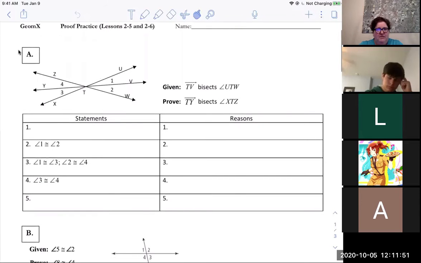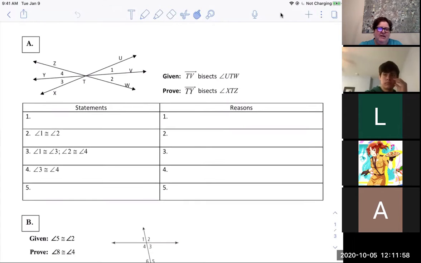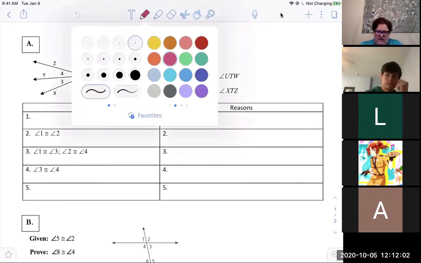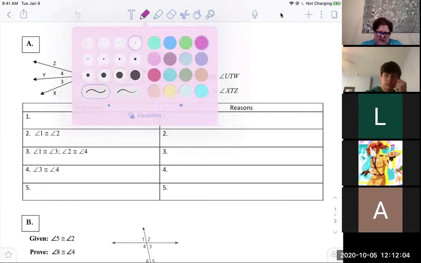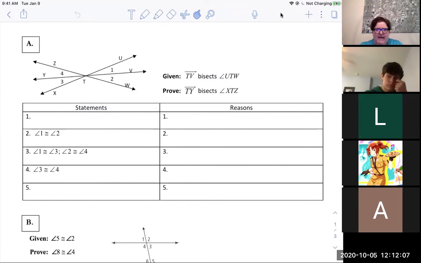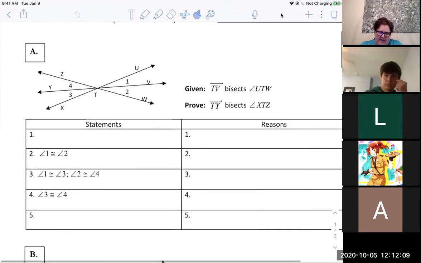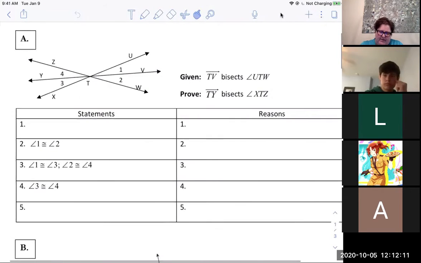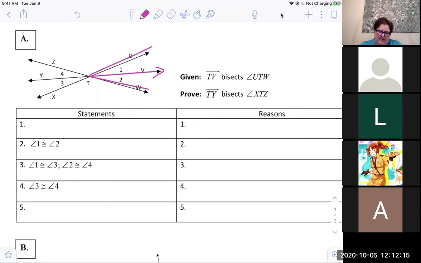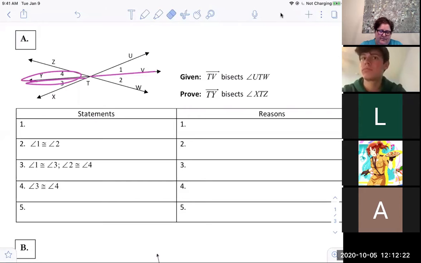And we're going to do 3 of these proofs together. The idea is we are now going to be applying all those properties and everything that we've been talking about into geometric proofs. All right, so let's start with proof A. Proof A says you're given that ray TV is a bisector of this angle, and you're trying to prove that over here, ray TY is also a bisector of its angle.